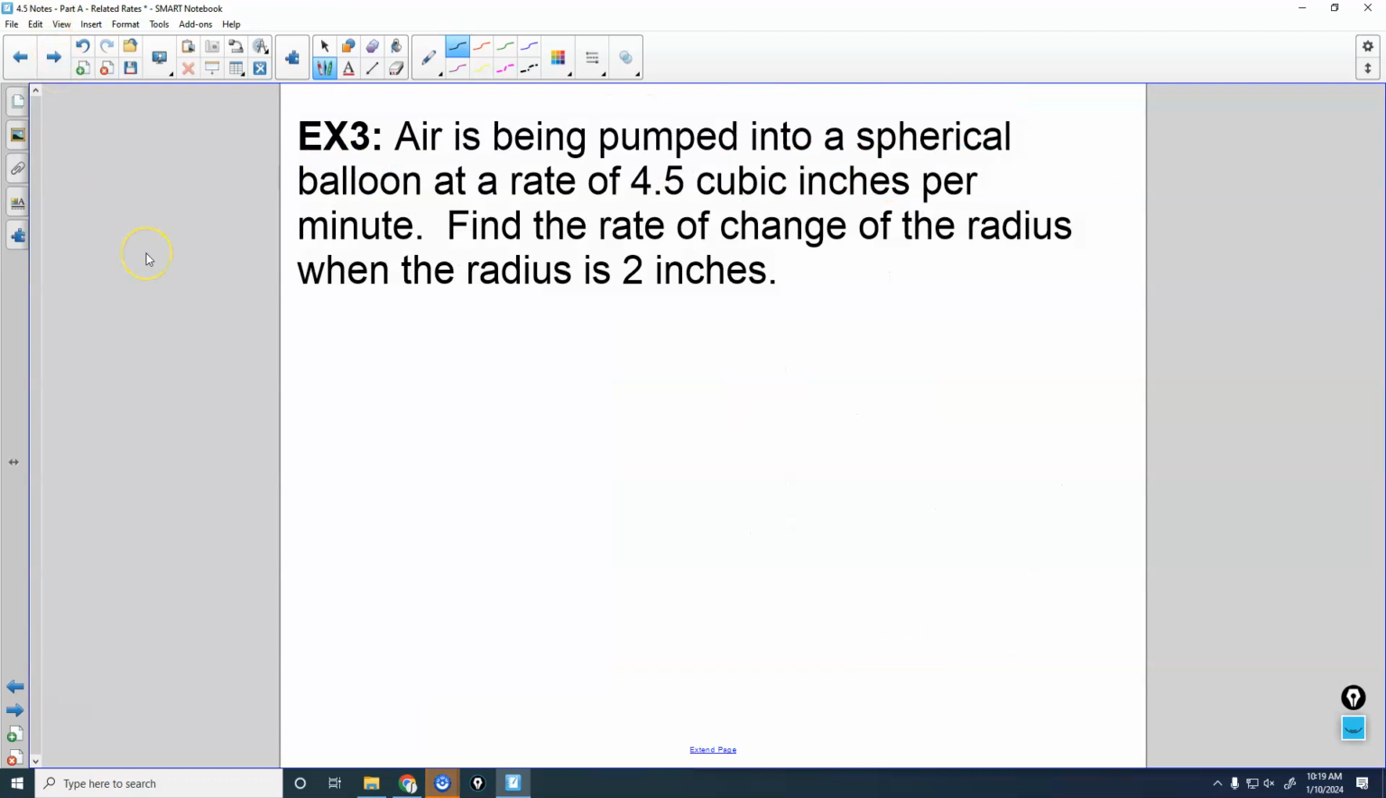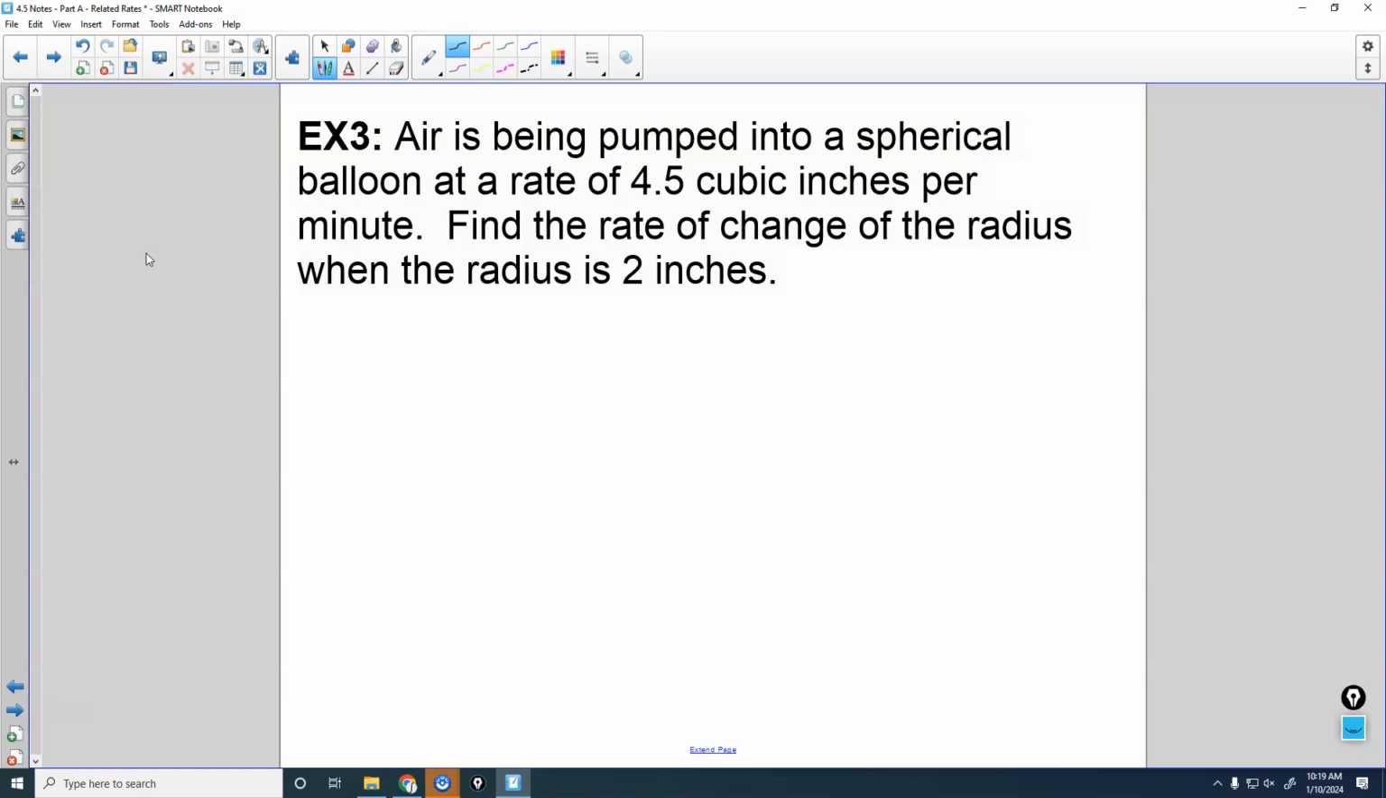Okay. All right, here is another one. Air is being pumped into a spherical balloon at a rate of 4.5 cubic inches per minute. Find the rate of change of the radius when the radius is 2 inches. Okay, so let's picture this.